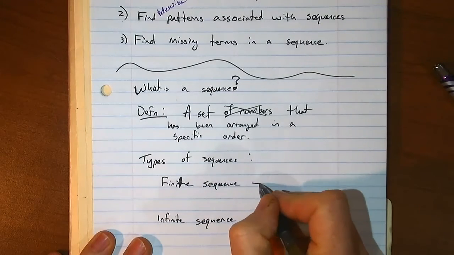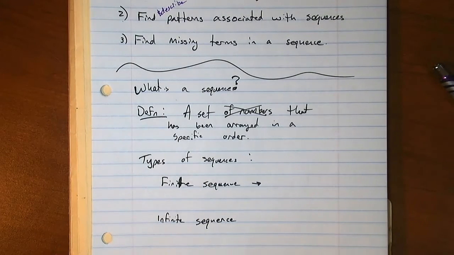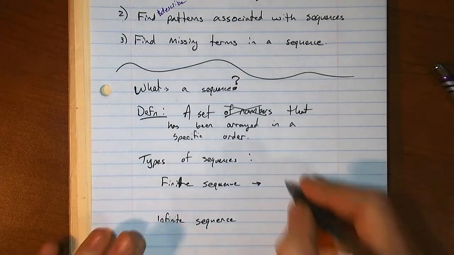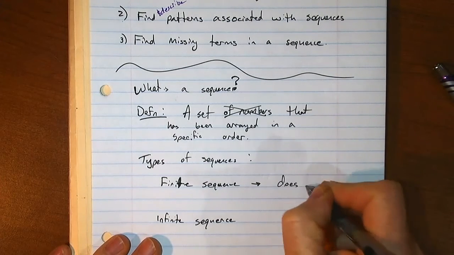A finite sequence does not go on forever. Not only is there a first term, every sequence has a first term, but a finite sequence also has a last term. Okay, so it does not go forever.